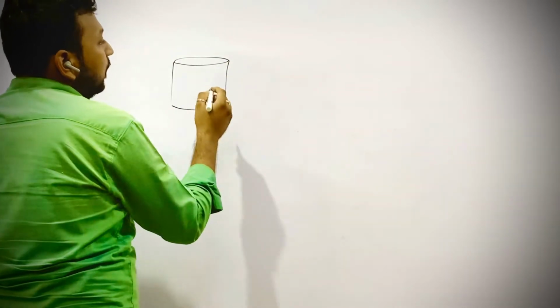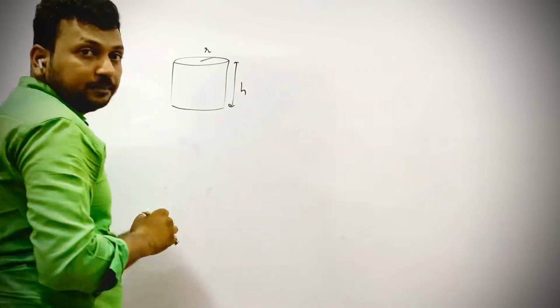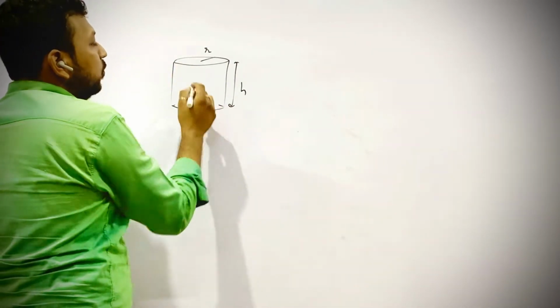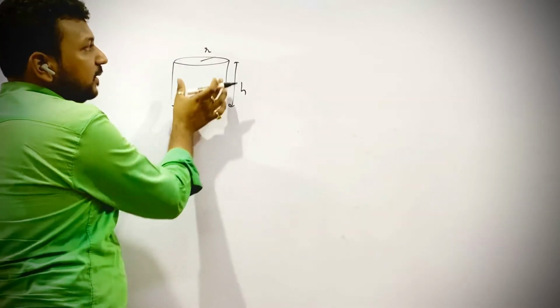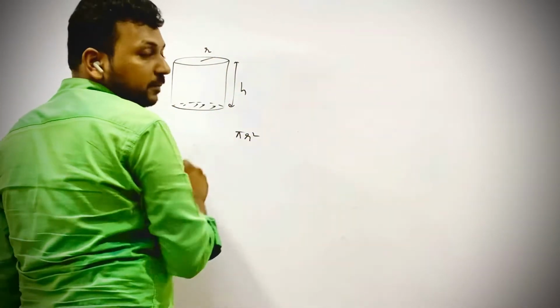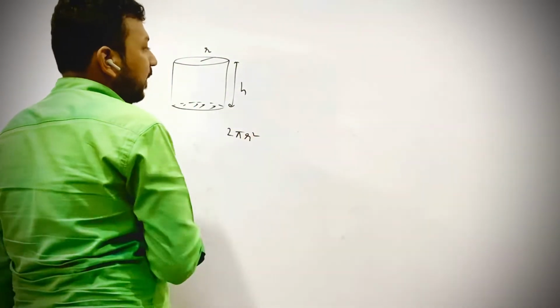Suppose you have this cylinder. So you have this cylinder of radius R and height H, right? So see, there are 2 bases. One base is there, and one is the top surface, whose area is pi r square. Pi r square 2 times, so 2 times pi r square.